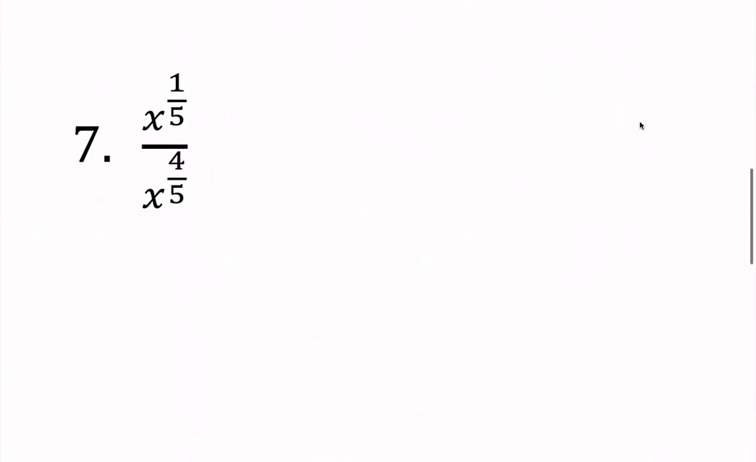All right, on 7, I see x's on top and on bottom. So first I have to decide where the bigger exponent is. Well, 4/5 is bigger than 1/5, so my x belongs on the bottom. And when it's on top and bottom, I know the rule is to subtract. So I'm going to take the big one, which is 4/5, and subtract 1/5. It's going to give me 3/5. So when there's nothing left on top, remember I fill it in with the 1.